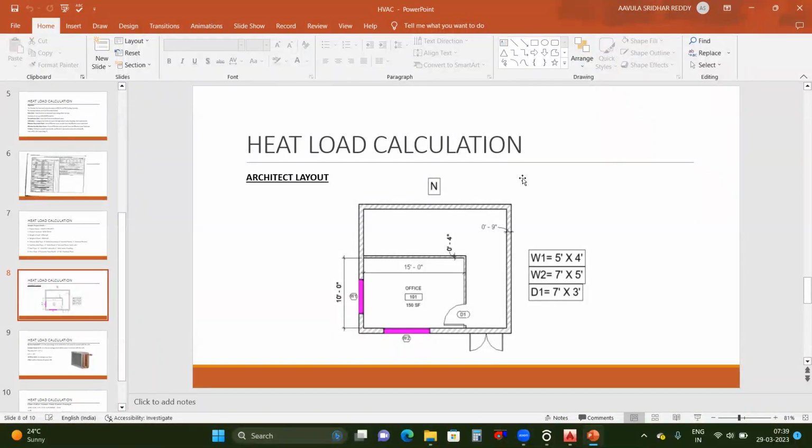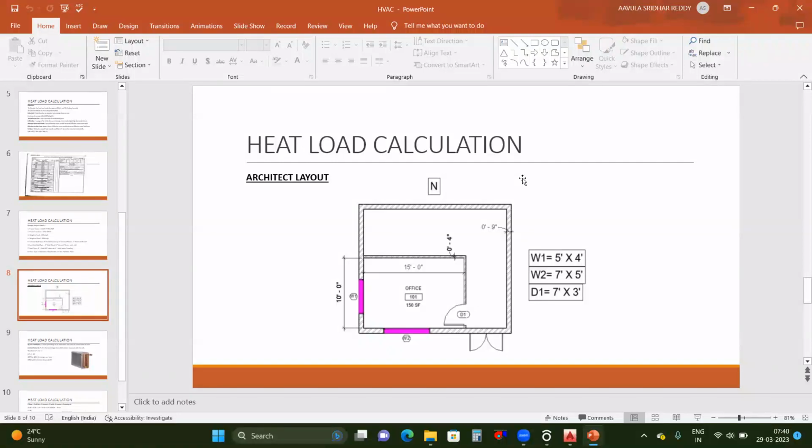So for example, if four sides of the wall are exposed to the atmosphere for one room, we need to take four sides of the wall. And also if it is exposed on only one side, we need to take one side. Okay, so here in this example we are taking two walls, so it depends upon the construction.